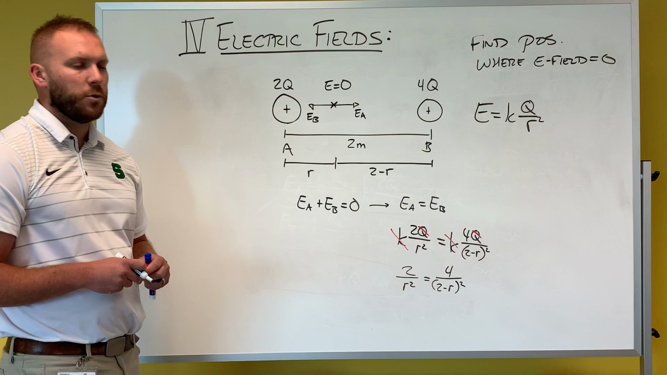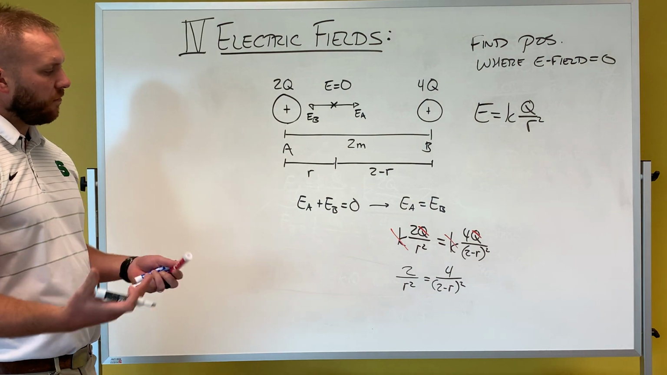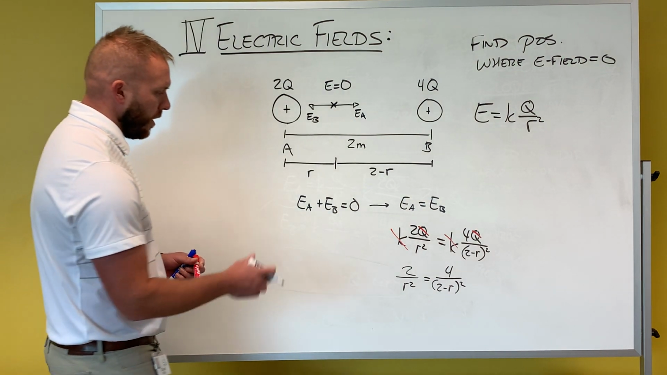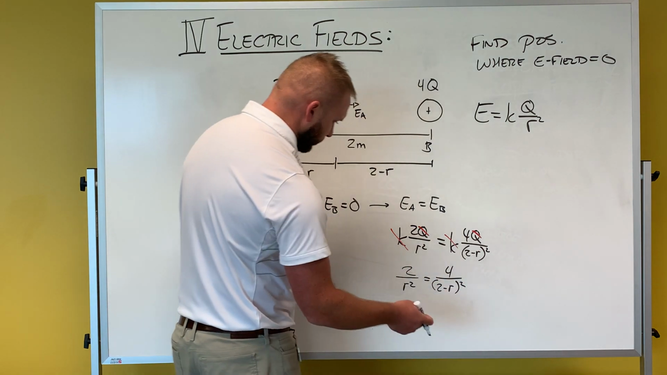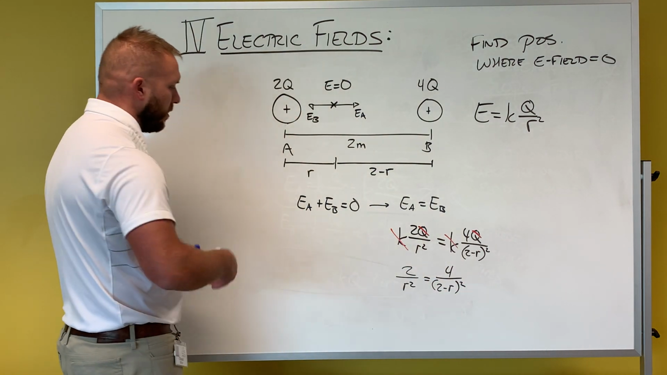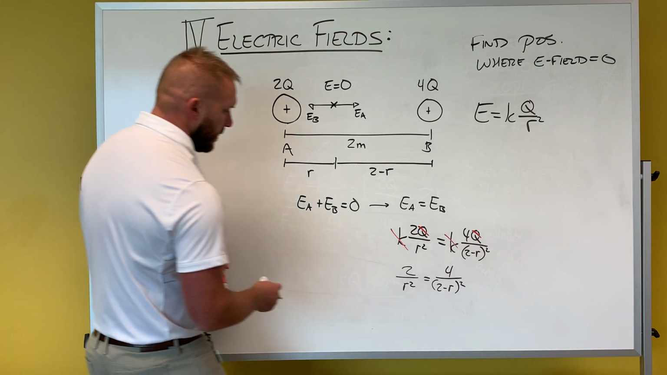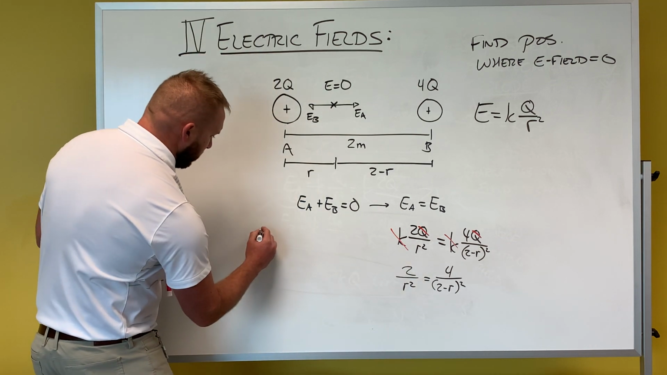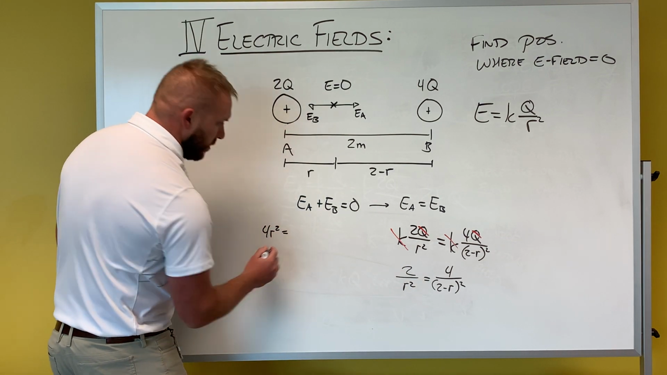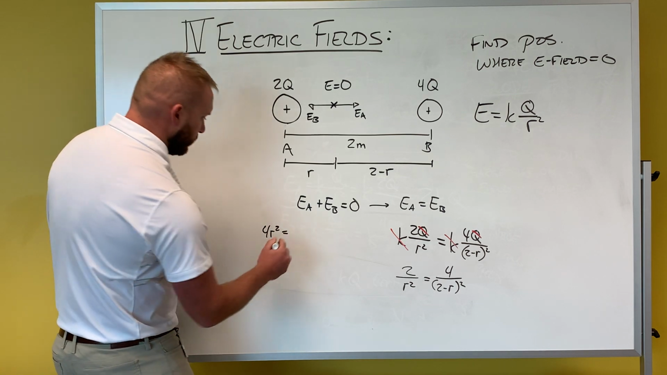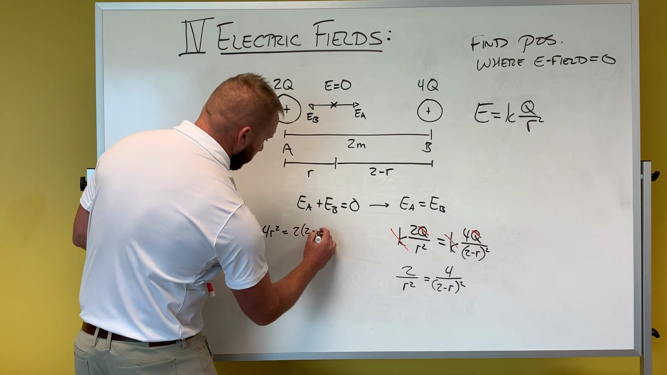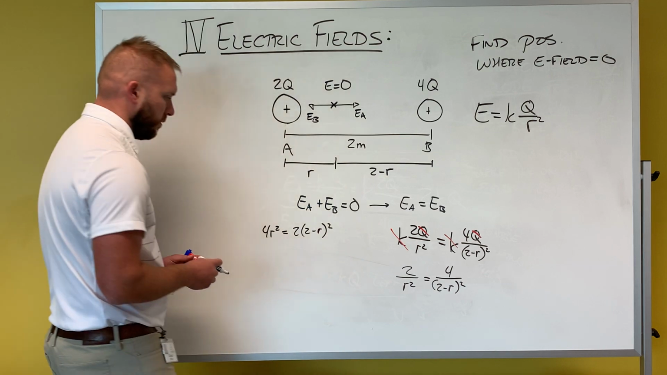And now all we have to do is a little bit of algebra to solve for R. I'm going to cross multiply. I'm going to bring it back up here as well, just a little bit easier on myself. So we're going to do 4R squared equals 2 minus R squared.